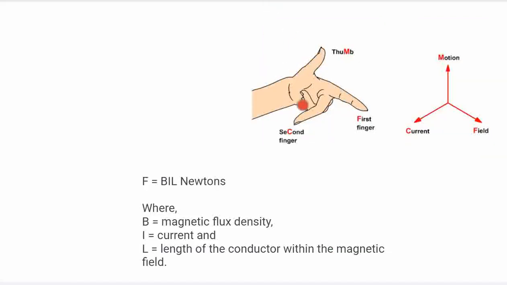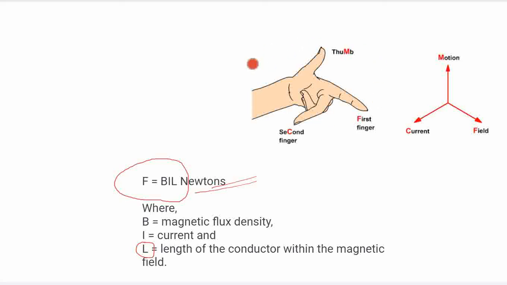The force experienced by the coil is given as F = B I L newtons, where B is the magnetic flux density, I is the current, and L is the length of the conductor within the magnetic field. L is also called the active length of the conductor.